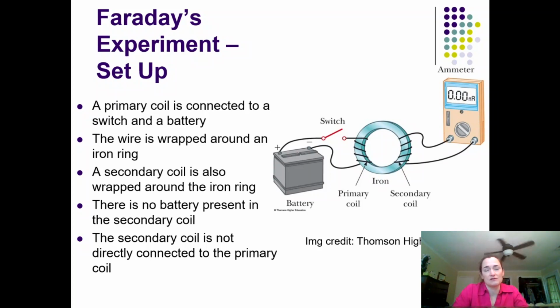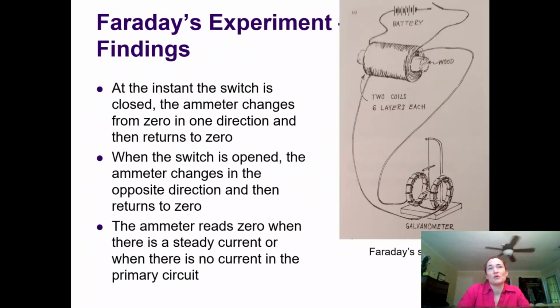Now what Faraday observed was that there was no current in the secondary coil when there was a constant or static current in the primary coil. However, he noticed that when he opened and closed the switch, there was a brief induced current in that secondary coil. So the ammeter would change from 0 to one direction and then return to 0 when the switch was first closed. And then when the switch was opened to shut the current off, the ammeter would change in the opposite direction and then return to 0.